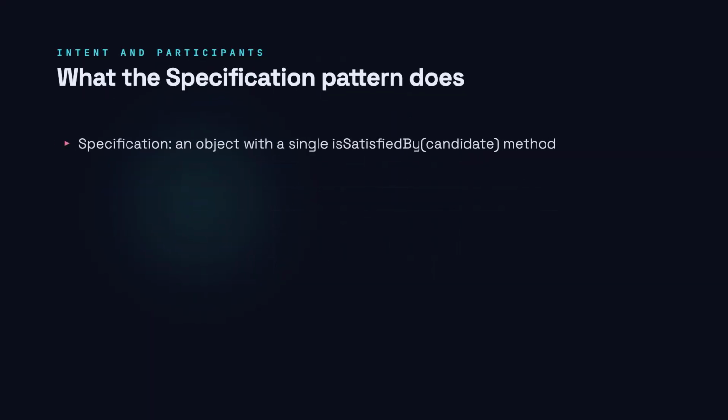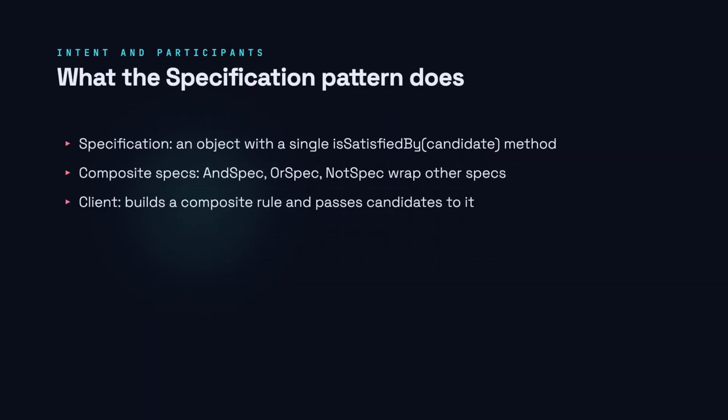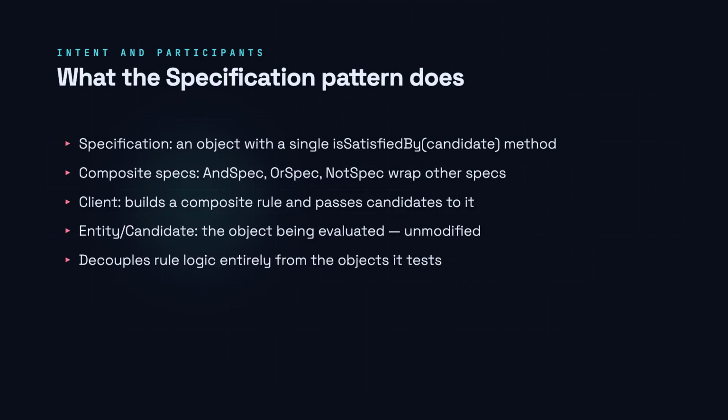The core idea is one interface. A specification has a single method called isSatisfiedBy that receives a candidate object and returns true or false. Concrete specifications implement real business rules. Then 3 composites, and spec, or spec and not spec, each accept other specifications and combine them. The entity being tested knows nothing about the rules. The rules know nothing about where they will be used. That clean separation is the entire point.